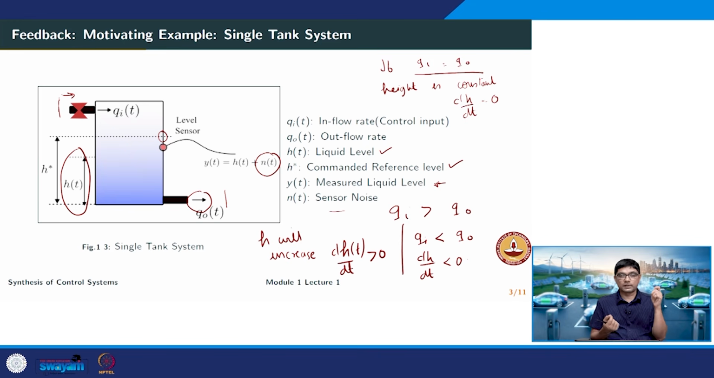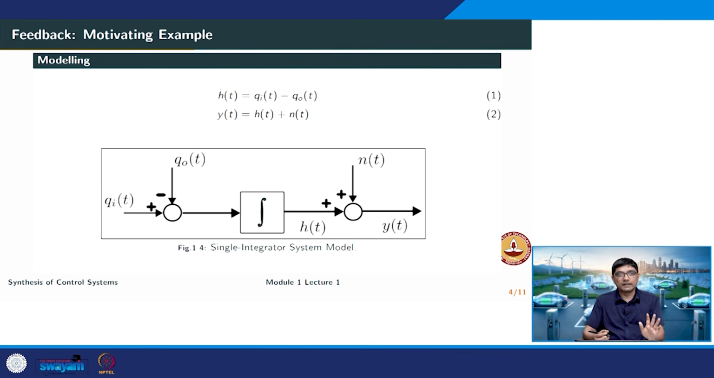If there is more input and less output, the water level will increase. If there is more output and less input, the water level will decrease. So, I can write this very neatly as what my mathematics teaches us: H dot is simply Qi minus Q out. Here, as I said, I will not really look at the noise, but the output of this process is just the height which I measure.